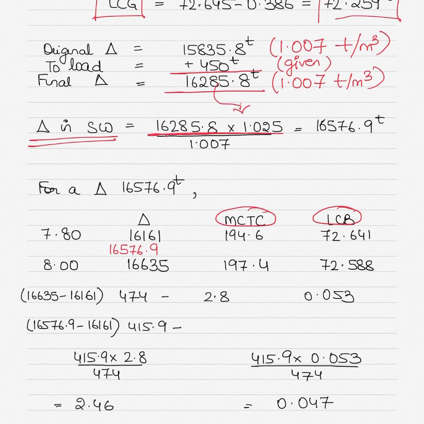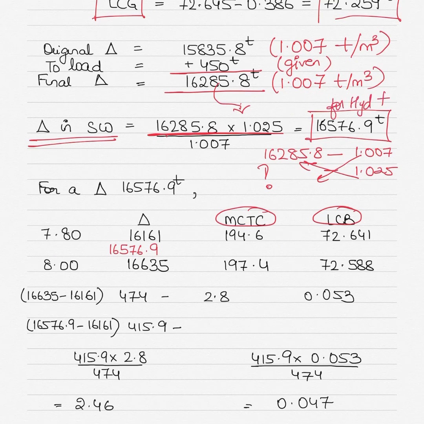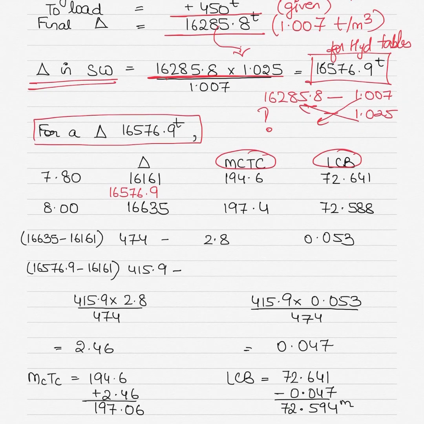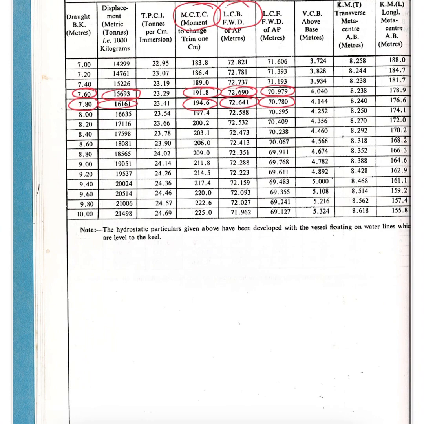So you will do the opposite of what you did before, because 16285.8 is for density 1.007. So for 1.025, you will multiply by 1.025 here, and this will come down here, and that is what the equation says. So the displacement you will be using to enter the hydrostatic tables is 16576.9.